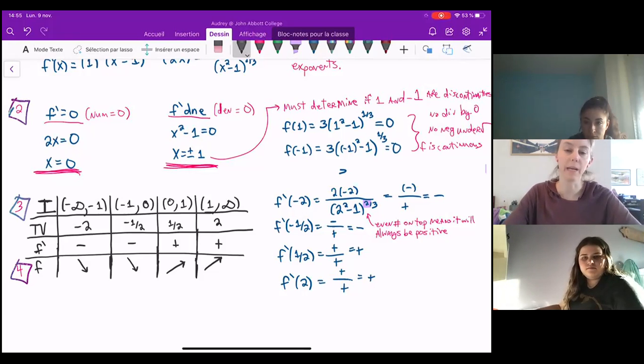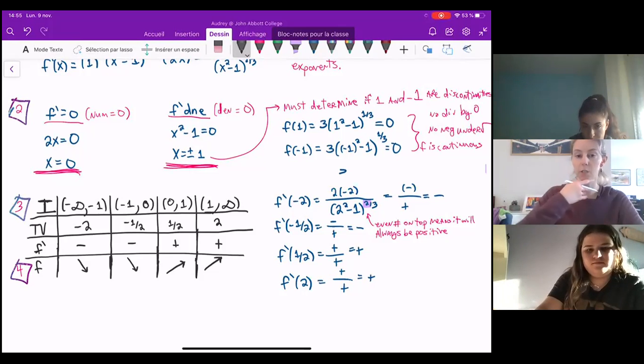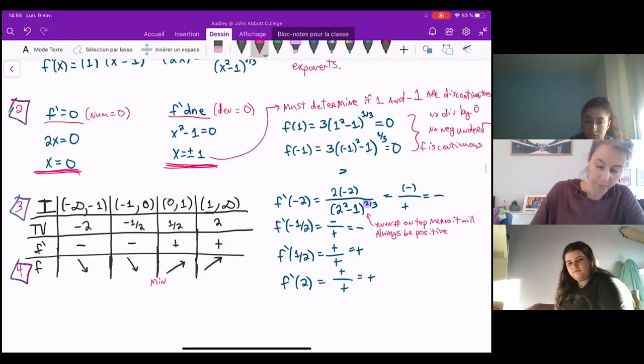Good job, Gwen. And what's happening at 0? So something's happening at 0. I've changed from decreasing to increasing, so I have, you got it, a min. So this is a min.